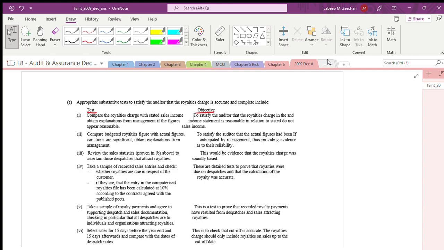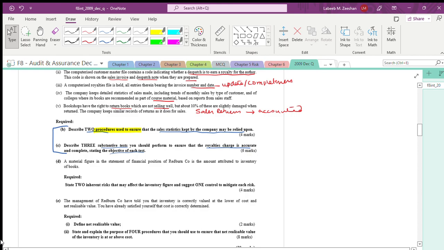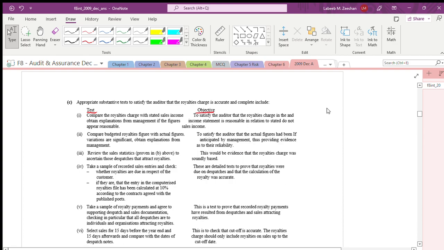First read the question. I am going back again to make sure. Describe 3 substantive tests and the objective for each test. They ask for the substantive tests you should perform, stating the objective of each test. 3.